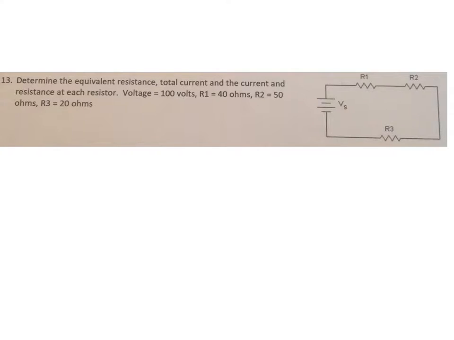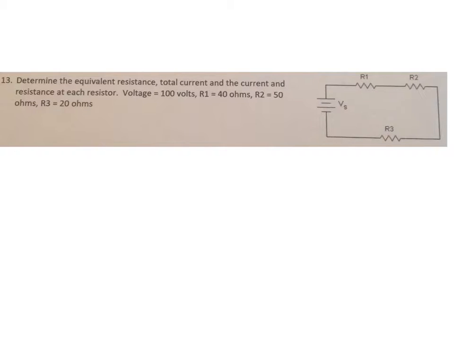Hey guys, this is question number 13 on your study guide. You are finding the equivalent resistance of the series circuit as well as the current for the whole circuit and each individual resistor, and I also wanted you to find voltage, despite my typo of telling you to find the resistance at each resistor. Alright, so first step is going to be to find your equivalent resistance.